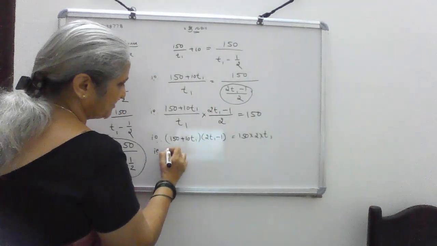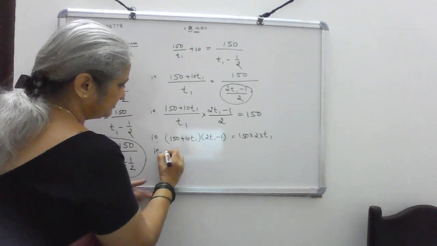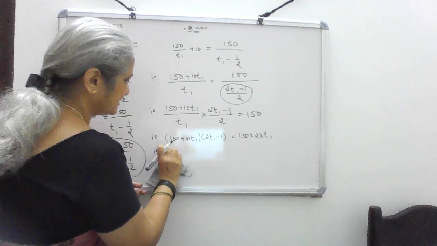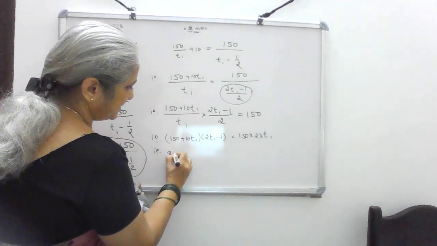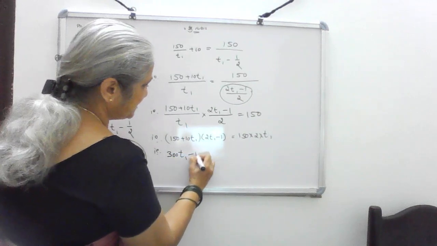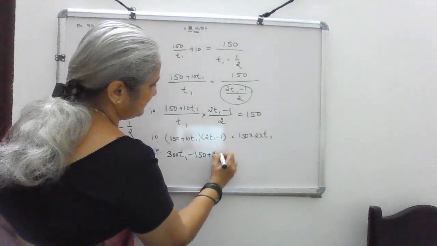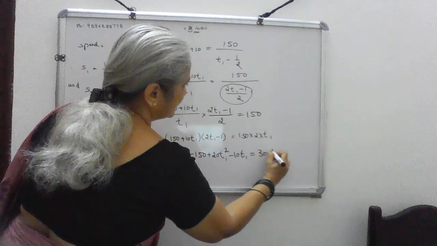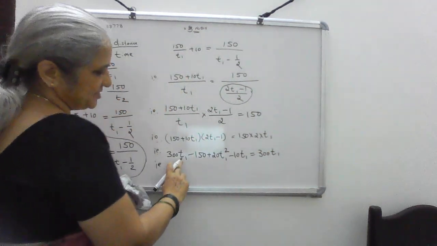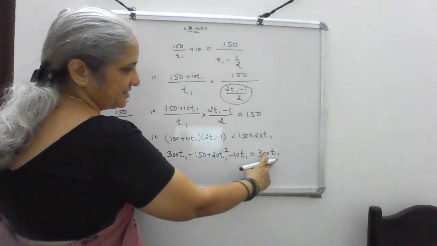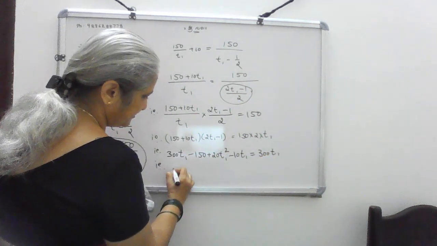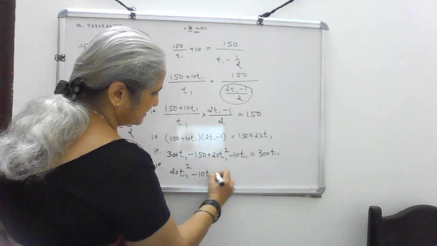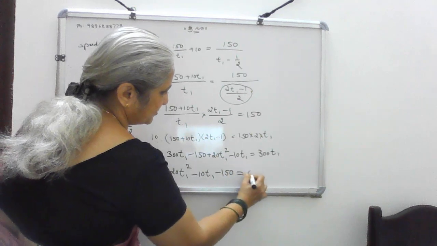On multiplying, we will get 150 into 2T1 is 300 T1, minus 150 plus 20 T1 square minus 10 T1 is equal to 300 T1. That is, this 300 T1 cancels with 300 T1 and we are left with 20 T1 square minus 10 T1 minus 150 is equal to 0.